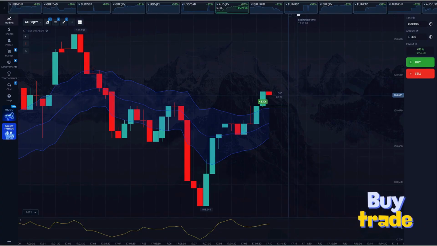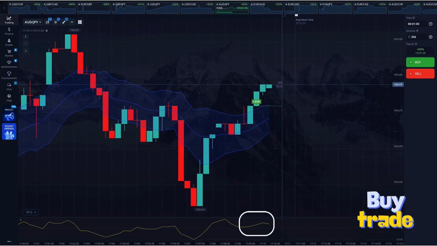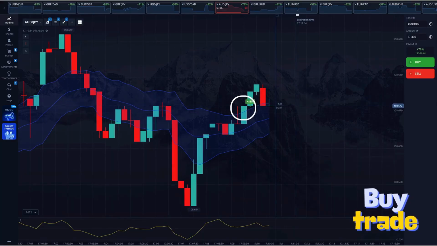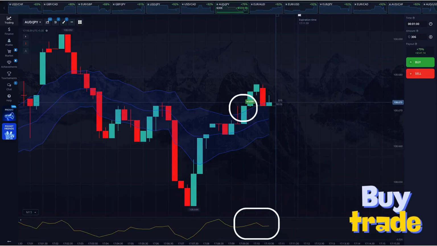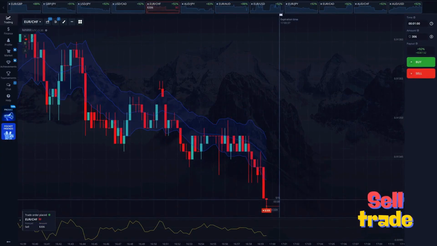So, here's the exact rule for a buy option. First, look at the ROC. It must be above the zero line and angling up. Second, the price candle must close outside the upper Keltner channel. If you see that speed plus a breakout, you take the trade immediately for 1 minute.